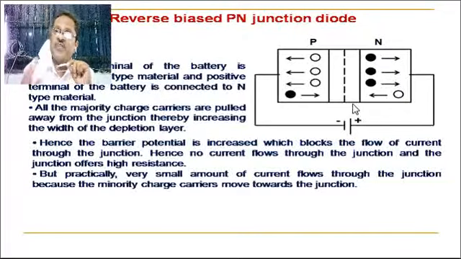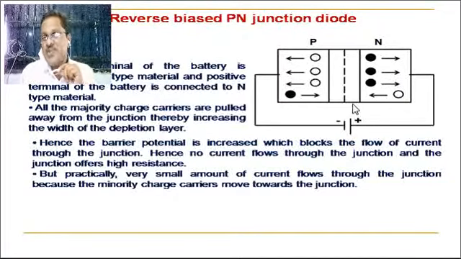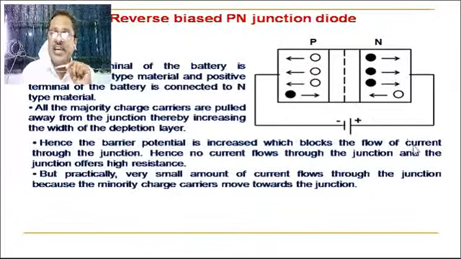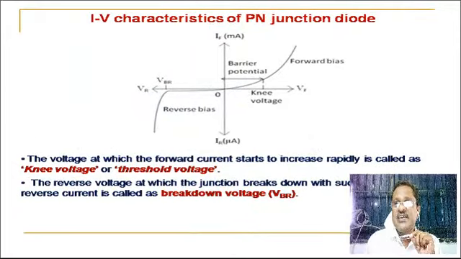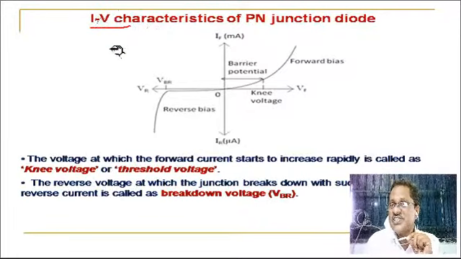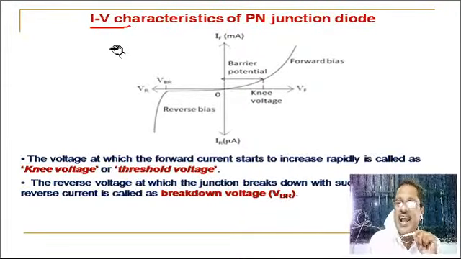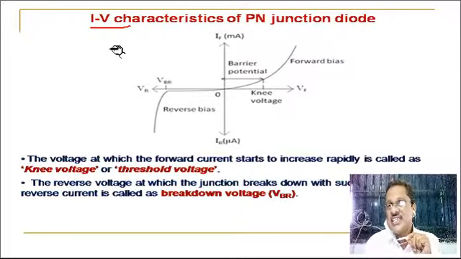Okay, and from this forward biasing and reverse biasing, we can explain the current voltage characteristics of a PN junction. Current voltage characteristics means the IV characteristics of a PN junction. I means current, V means voltage. Now the junction can be biased in two ways. One is forward biasing and another is reverse biasing.